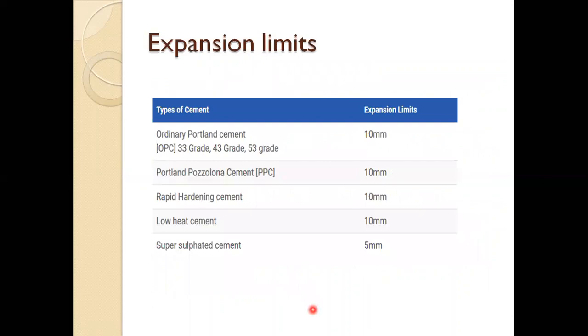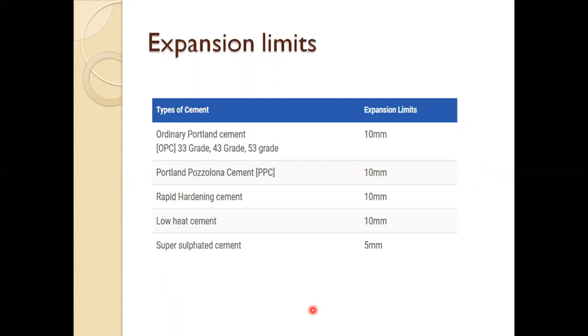Next is expansion limit. If we take the first length as L1 and second length as L2 and take the difference between the two lengths, then there are some limits given for the expansion. First is type of cement and expansion limit. For ordinary Portland cement for grade 33, 43 and 53, expansion limit is 10 mm. That is the difference between L1 and L2. Maximum allowed is 10 mm. For PPC, Pozzolana Portland cement, it is also 10 mm. For rapid hardening cement, it is also 10 mm. For low heat cement, 10 mm.